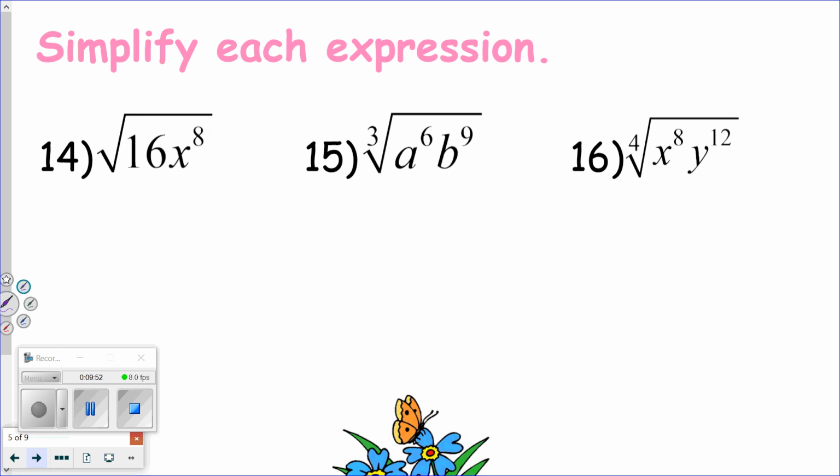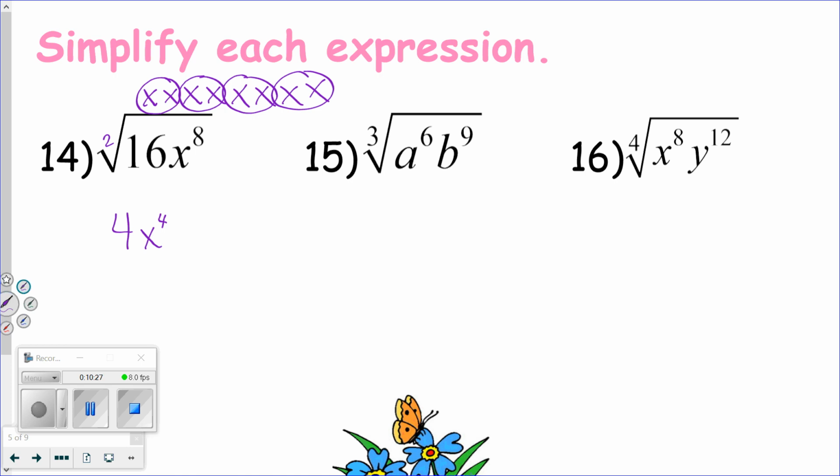Okay, so if I just asked you to simplify, what is my little index number on 14? That's a 2. Right, that's a 2 right there. That's that unspoken 2. So what's the square root of 16? And the square root of x to the 8th? That's x to the 4th. Again, I have 8. How many groups of 2 do you have? There's 1, 2, 3, 4. So it's x to the 4th.